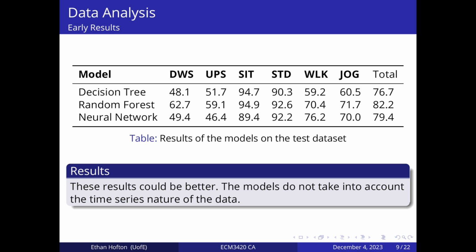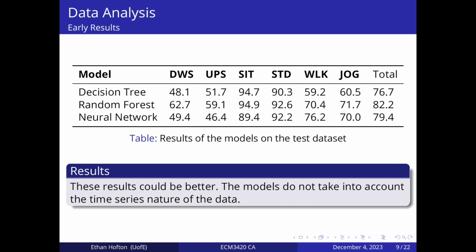As we can see from the results, the models performed with a 70 to 80% accuracy. This is okay but can be improved. If we have a look at each individual category, the models performed well with the sitting and standing activities, but not very well for the others. But why is this? None of the models take into account the time series nature of the data.